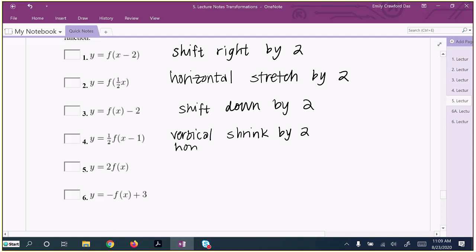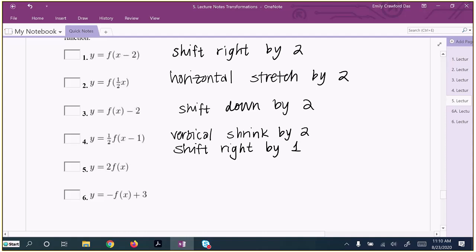And I have horizontal shift. Rather, I'm going to say shift to the left or to the right. In this case, I choose to the right because it's subtraction, and that's counterintuitive. Shift right by 1. Okay.